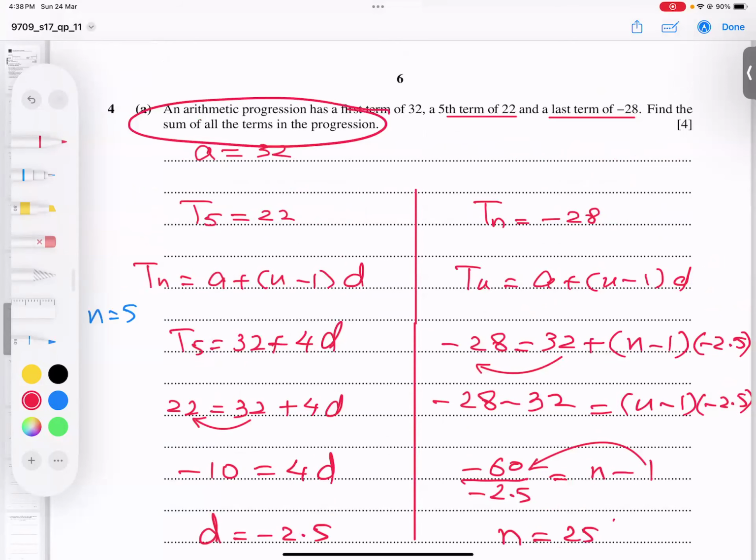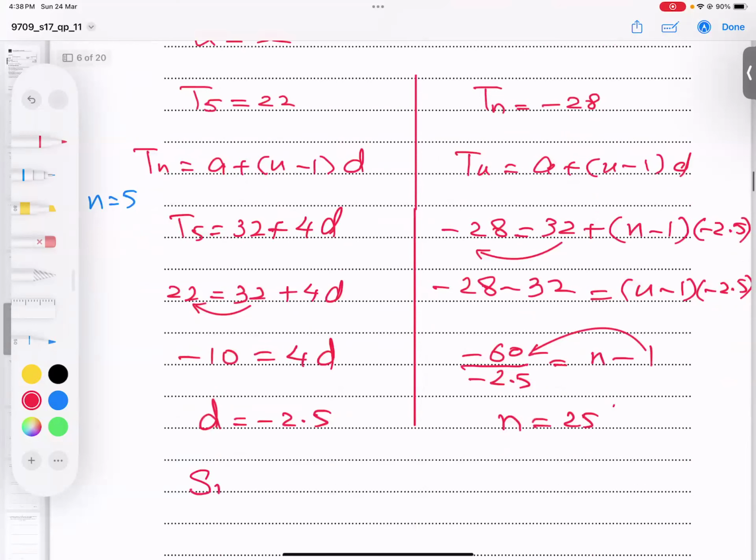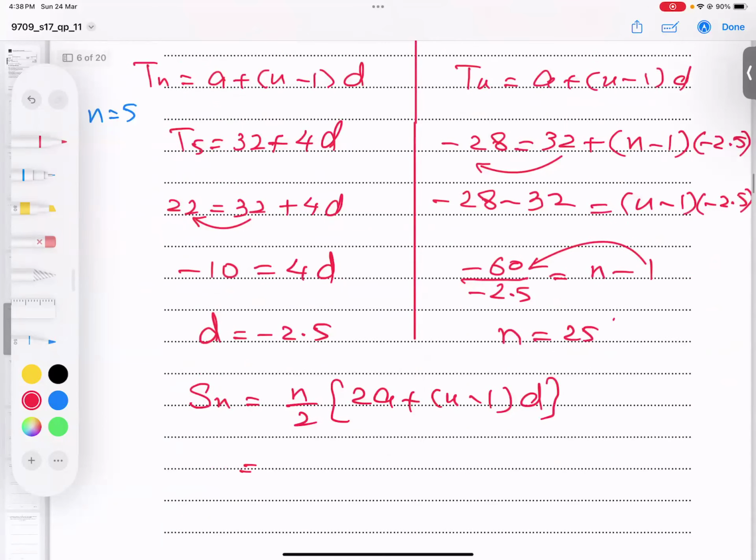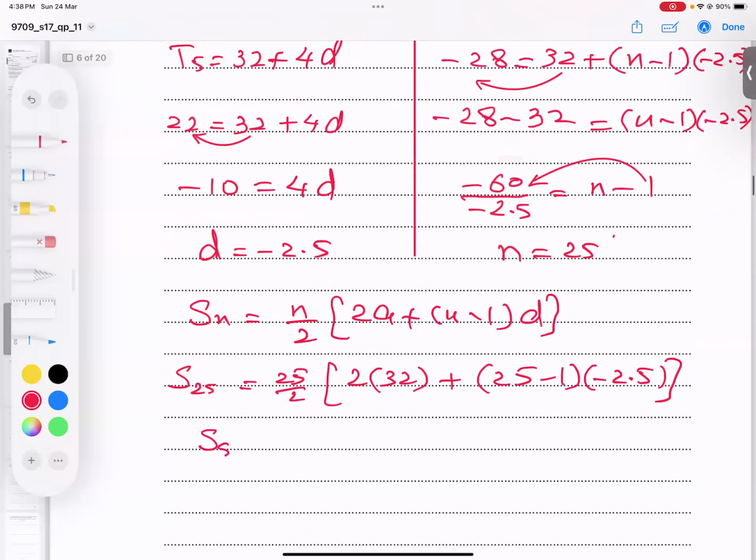And he says to find the sum of all the terms. So for the sum of all the terms formula, we have two formulas actually, but I use this formula. Although I can use the other, I just don't want to confuse you. So plug in every n by 25. So S25 equals 25 by 2, first term 32, n is again 25, and common difference negative 2.5. If you type it in the calculator, it gives you 50, which is our answer finally.